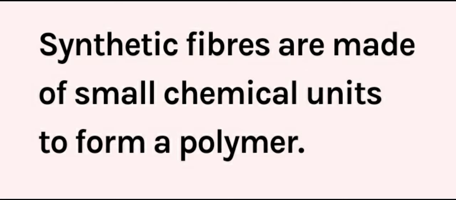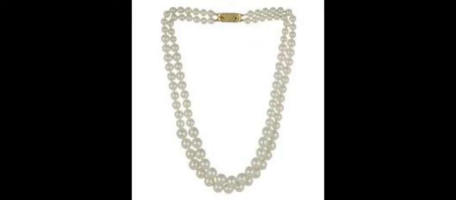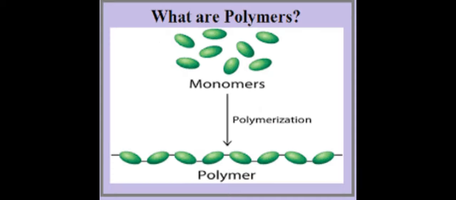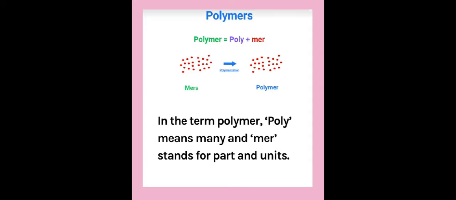Now, try to recall the pattern of a necklace which is made up of beads. Yes, you remember that the necklace is made up of small pearls or beads. Like that, we define synthetic fibers as a chain of small units joined together. Each unit is a chemical substance. Many such small units combine to form a large single unit called a polymer. Poly means many, mer means parts. A polymer is made from many monomers.